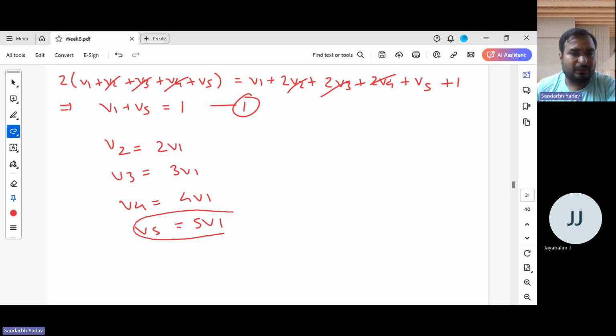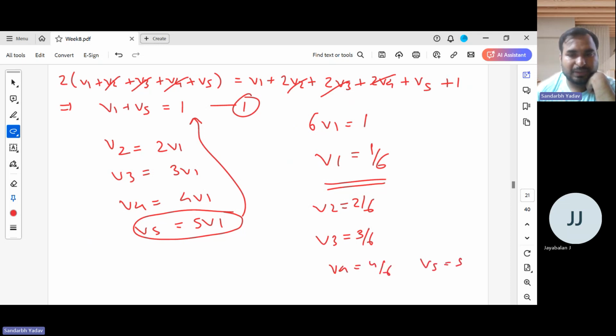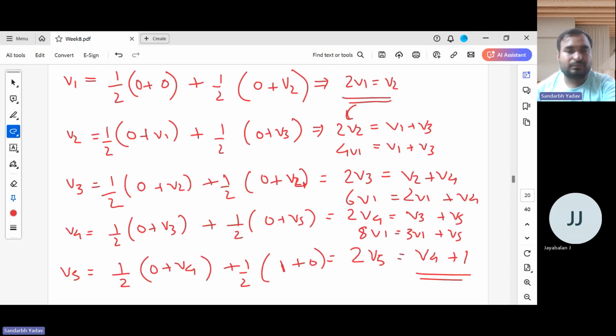Now we have one more relation in V1 and V5. We can simply put this in here. So what we will get? V1 plus 5V1 is 6V1 equals 1, so V1 equals 1 by 6. This is simply solving the Bellman equation. And similarly, you can get V2 equals 2 by 6, V3 equals 3 by 6, V4 equals 4 by 6, and V5 equals 5 by 6. So this is basically the value of all 5 states.